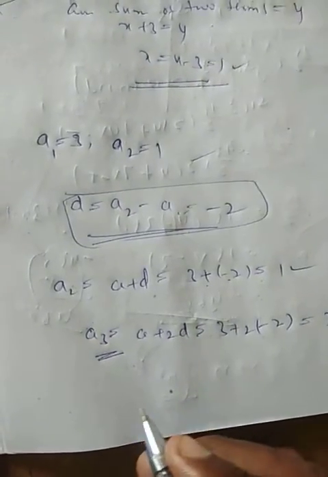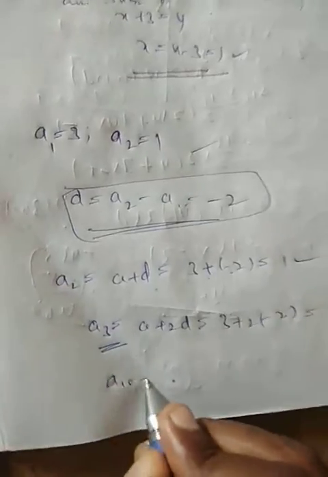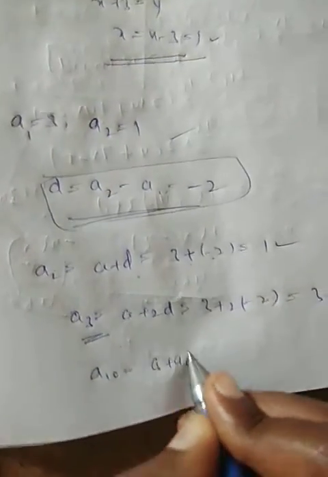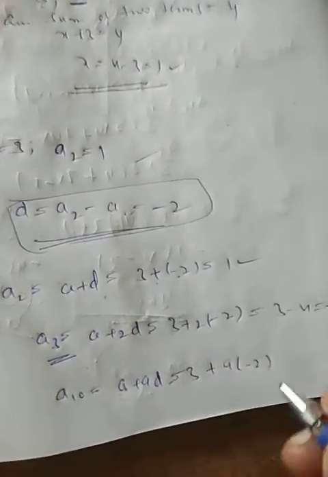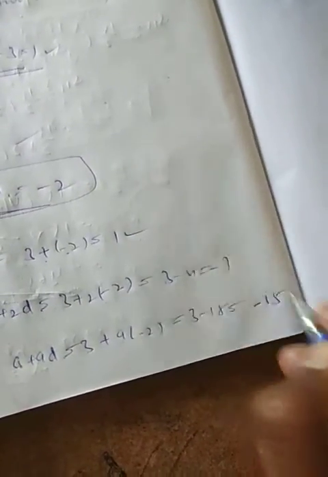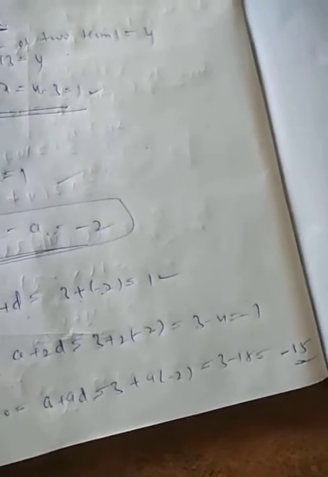Again, what do we have to find? The 10th term, that is A10. A10 is equal to A plus 9D. The value of A is going to be 3, plus the value of D is going to be minus 2. So 3 minus 18. 3 minus 18 is what? Opposite sign subtraction, that is minus 15. We got A10 also.